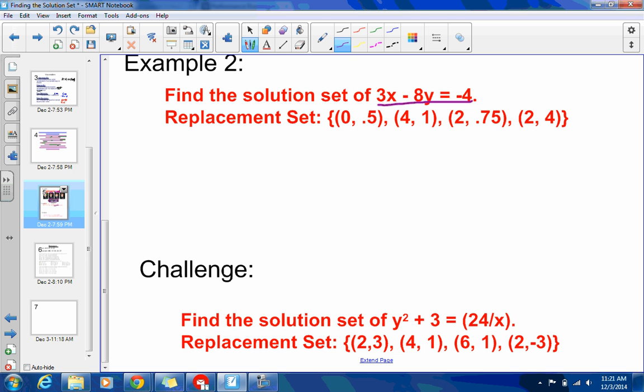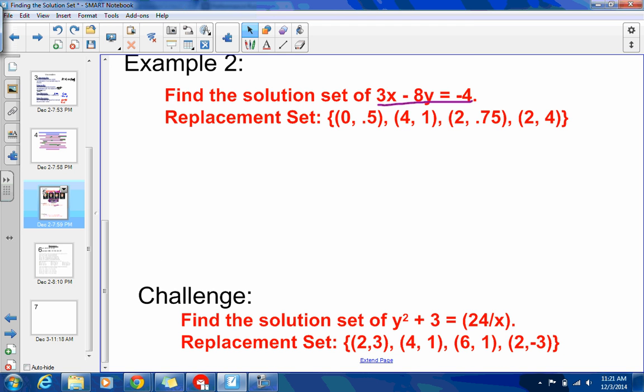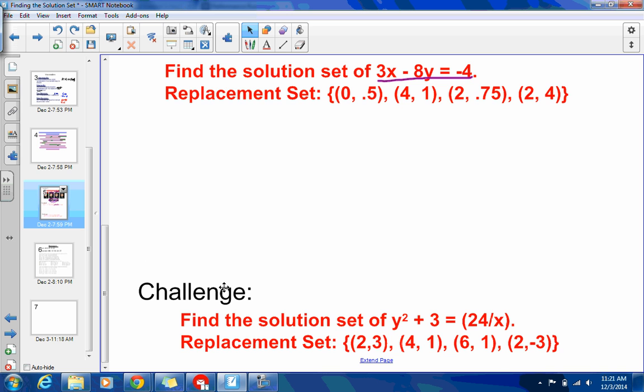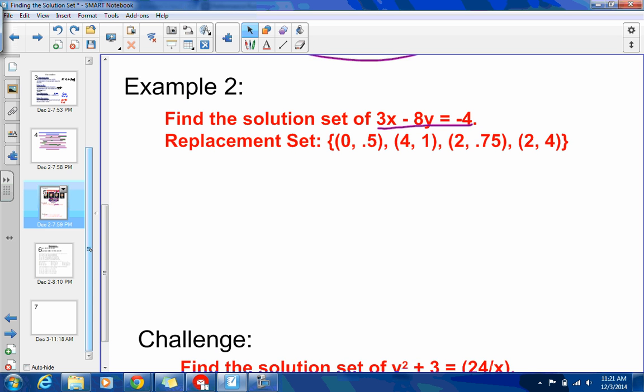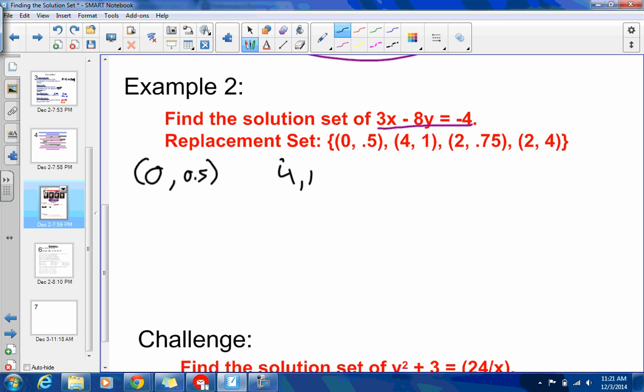So I'm going to quickly go through number 2. And you can follow along, and I would like you to try it on your own. If you can pause it and try it on your own, that'd be awesome. But I'm going to go through this real quickly. So I have my 4 points, 0 and 0.5, 4, 1, I'm just showing you how I set it up. 2, 0.75. And if I set it up this way, I usually don't make many errors. It's nice that way because it's organized.